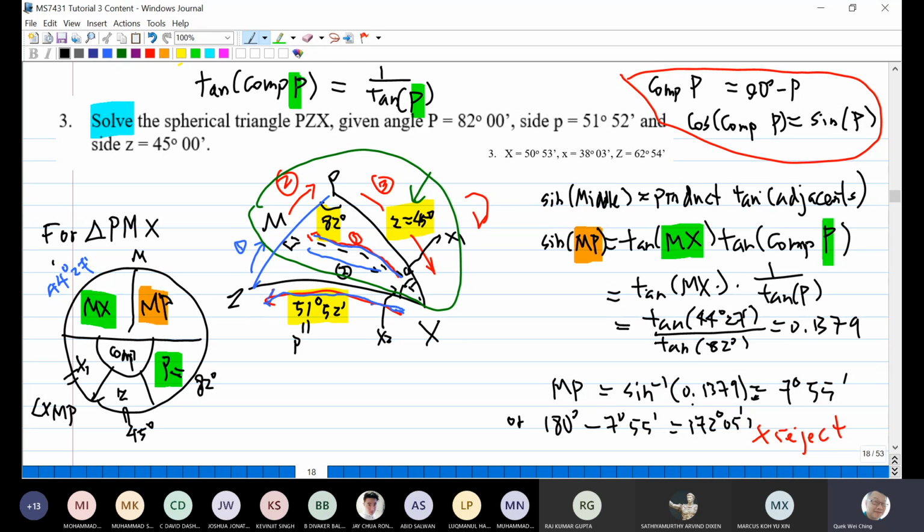You reject because this angle cannot be so big, right? MP is the side here. Okay, the side here cannot be more than 44 degrees, right? So it's a very small side here, 7.5, right? So this actually we have 7 degrees and 55 minutes here.